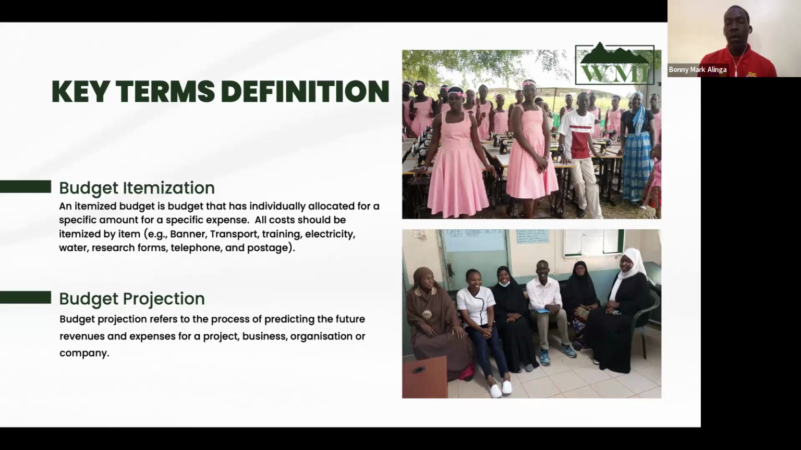Like, for example, I want to make 10 banners, each banner will cost me this. Transport for this number of people for the number of days. Training, electricity. Now, some people in a category can lump electricity, water, postage as utilities. Yes, it is. They are all utilities. But when it comes to itemization, we are talking about breaking them down and making them one by one as an item.